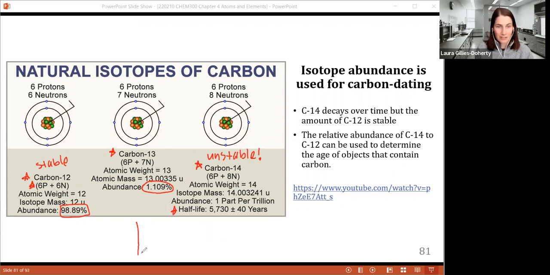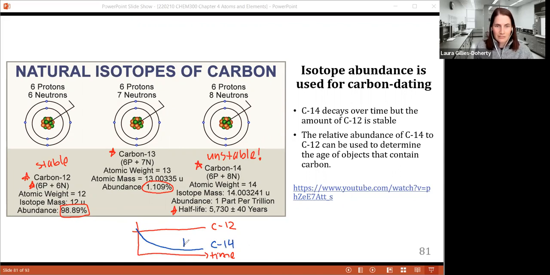So archaeologists and people interested in finding out the ages of things can take the amount of carbon-12 over time, and that's going to be about constant because it's stable. However much carbon-12 you have in your bones, or an animal has in its bones when it passes away, it's going to stay stable. It's going to have that amount even 1,000 years later. But carbon-14, because it's unstable, is going to slowly decay over time.